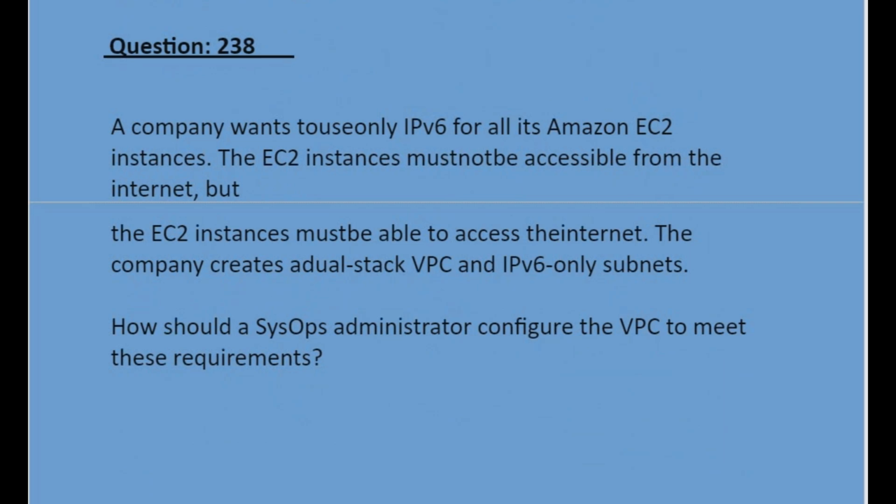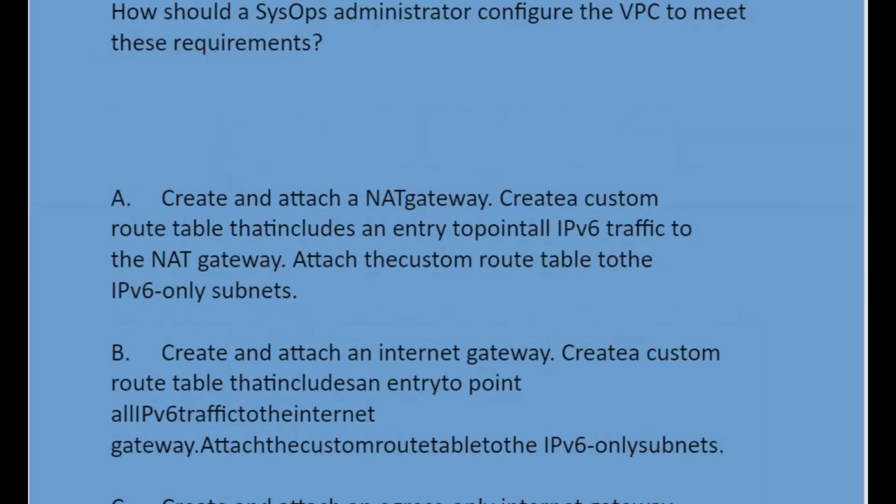Question is, a company wants to use only IPv6 for all its Amazon EC2 instances. The EC2 instances must not be accessible from the internet, but the EC2 instances must be able to access the internet. The company creates a dual stack VPC and IPv6 only subnets. How should a SysOps administrator configure the VPC to meet these requirements?